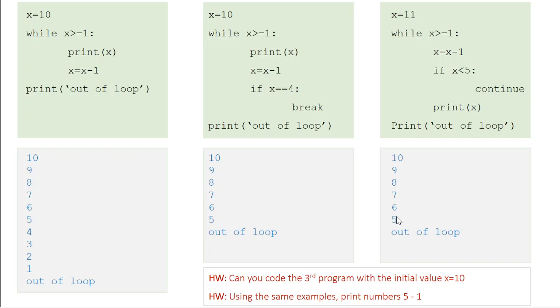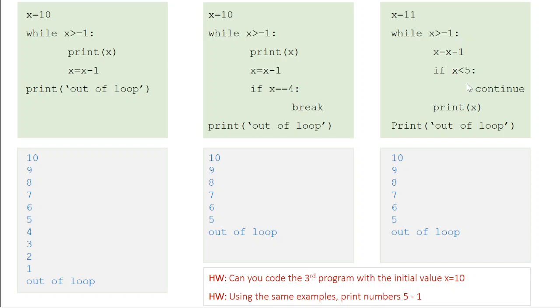Okay. So let's look at what happens after 5. So print 5. Then in the next iteration, 5 is greater than 1. That is true. So control will go inside the loop. And first the value of 5 is decremented by 1. Now the value is 4. Then it checks if x less than 5. This is true, right? The moment this condition is true, continue will be activated. Now what does continue do? It will skip the remaining part of the loop, which means the print statement is skipped and the control will go to the beginning of the loop for the next iteration.